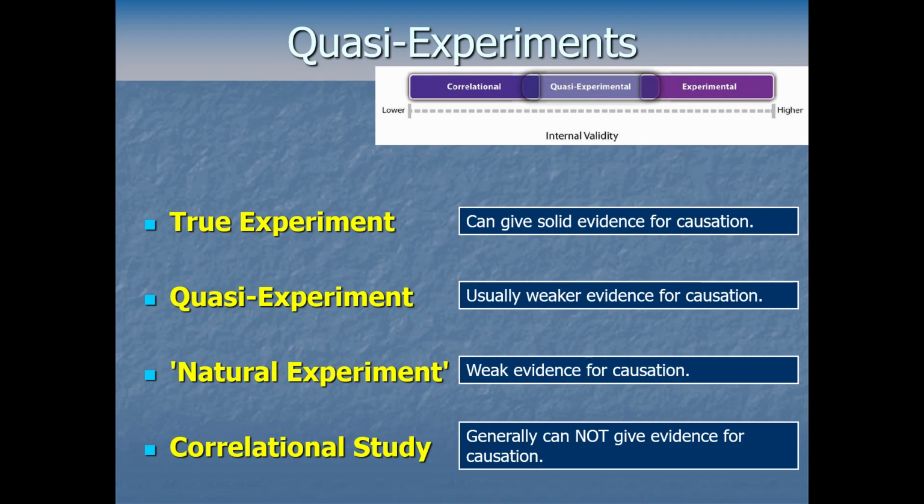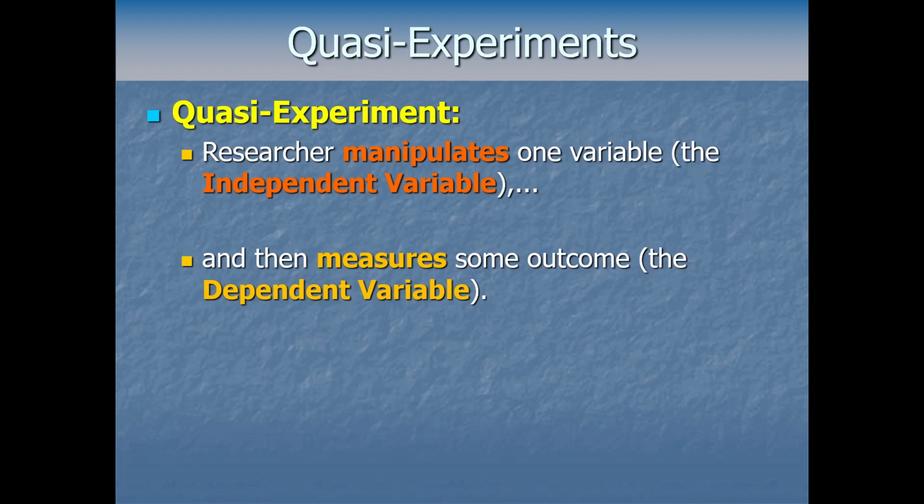It's missing some element of a true experimental design, but it's still going to be better at giving us some causal evidence than a correlational study would be. It's kind of a middle ground when you can't do a full experiment. Now, the definition of a quasi-experiment, which literally the word means resembling an experiment, would be a study where the researcher manipulates a variable. So there is an independent variable, and yes, at the end we'll measure some dependent variable, but in this case what's missing is we're doing it without random assignment.